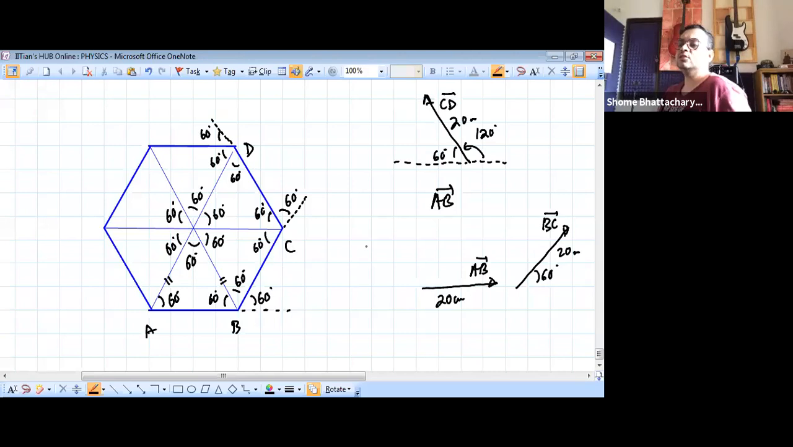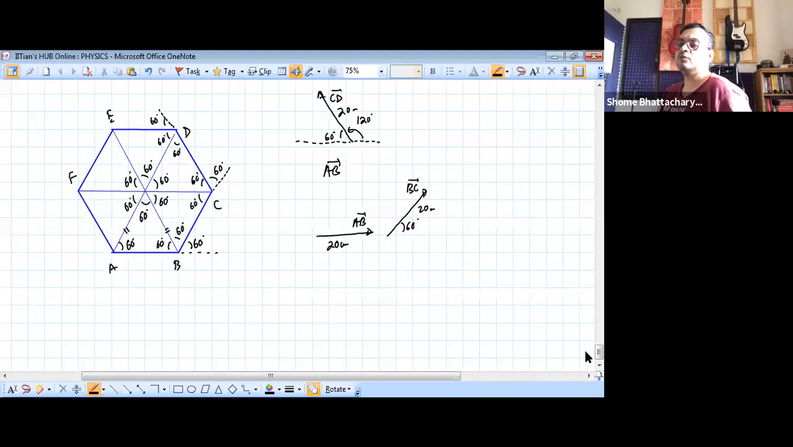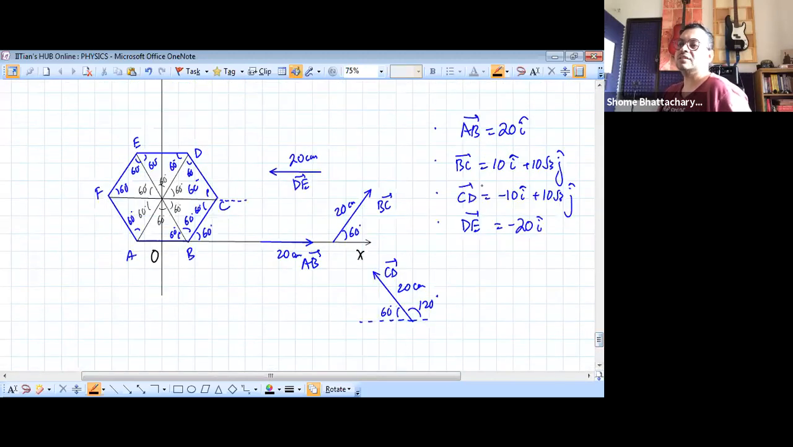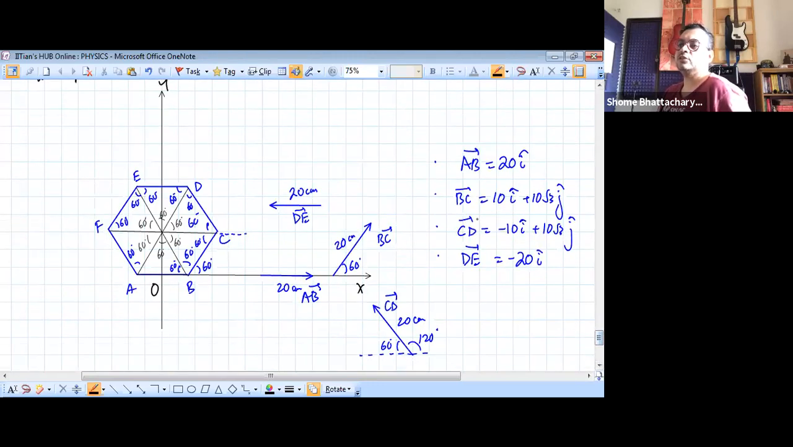So like that, each of these sides, AB, BC, CD, DE, EF, and FA, can be expressed as vector quantities. Now I have not done it for all the six sides because it was not required. In the question, we needed only four consecutive sides. So I have expressed all these four in component form with respect to my x-y system. Now all you need to do is check out each of the options.